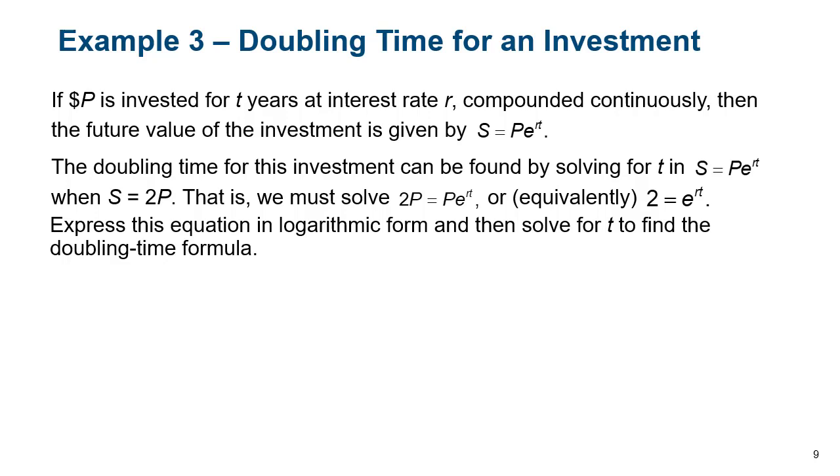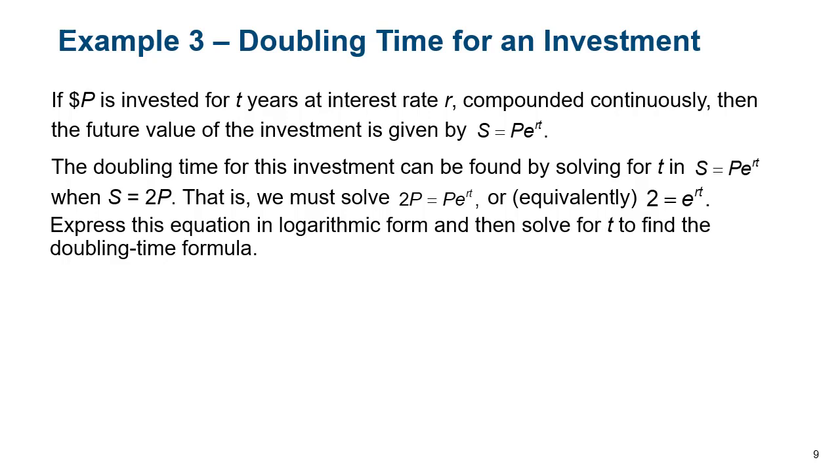I know that kind of looks like a pi symbol, but that's R times T, where R is your interest rate and T is your time in years. So the doubling time for this investment can be found by simply setting S equal to 2P, right? Because if we had 2 times our starting principal, it's doubled. And then we can solve it, first of all, by dividing both sides by P. So we just get 2 equals e to the RT.